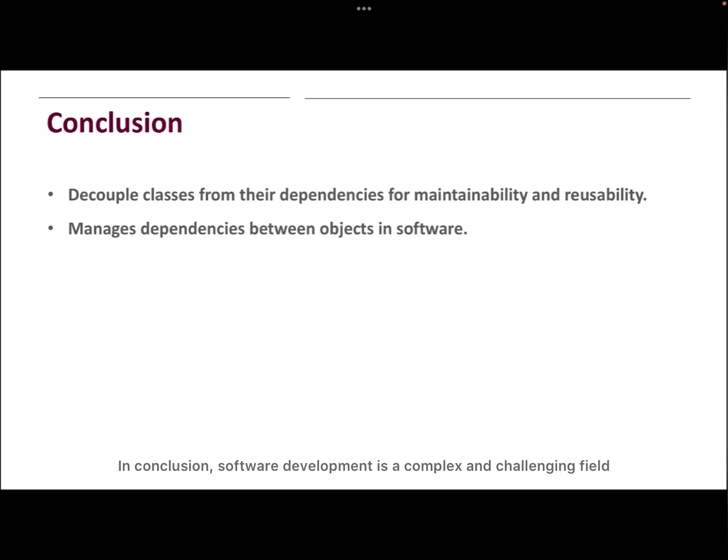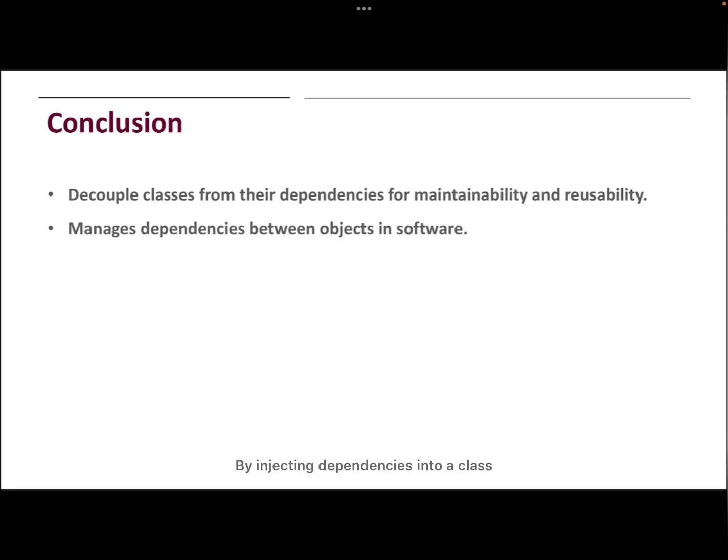In conclusion, software development is a complex and challenging field, and managing dependencies is a crucial aspect of building maintainable and flexible applications. Dependency injection is an essential technique that allows us to decouple our code from specific implementations and manage dependencies more efficiently. At its core, dependency injection is all about separating the creation of objects from their dependencies.